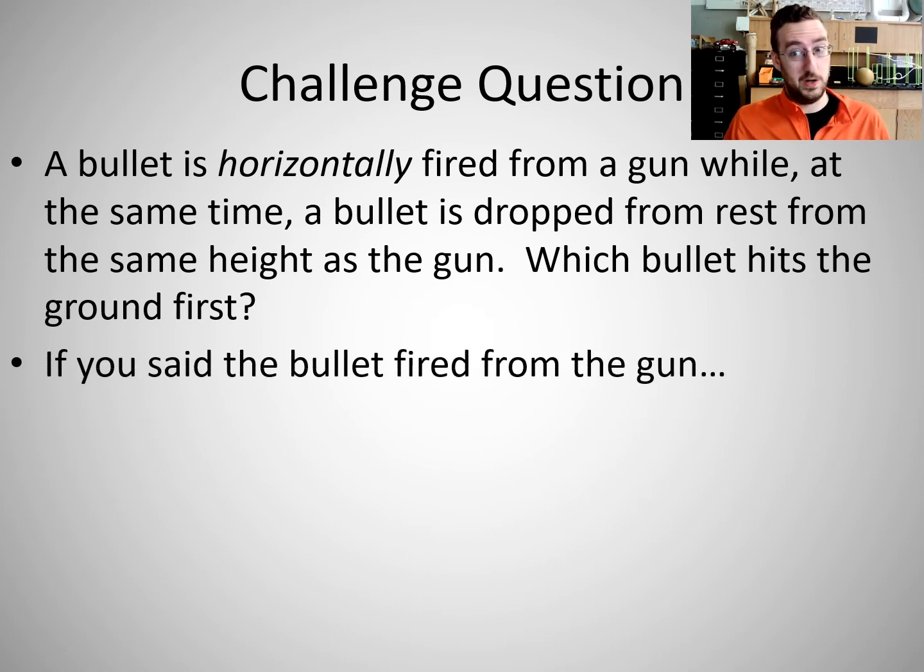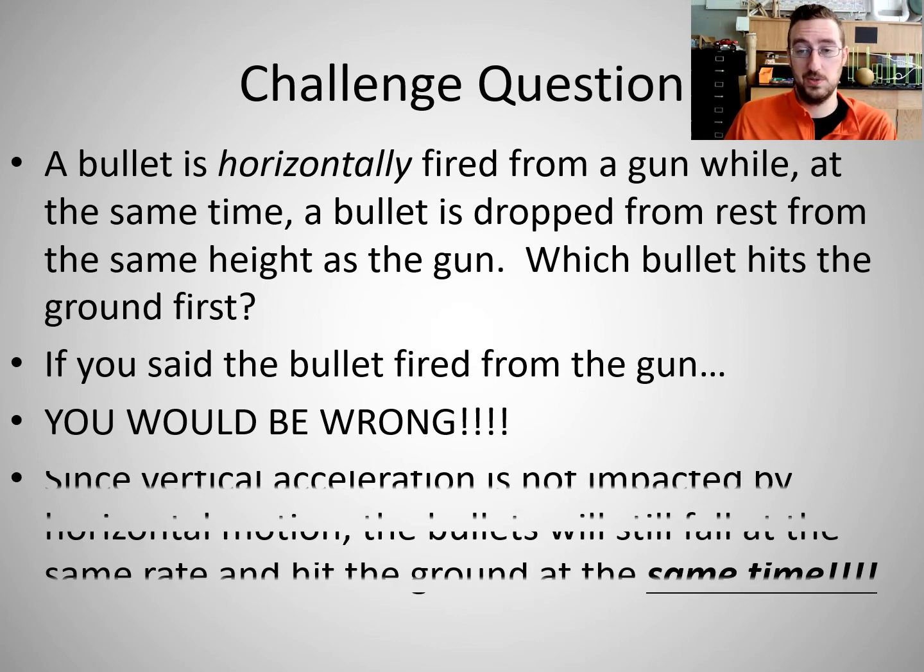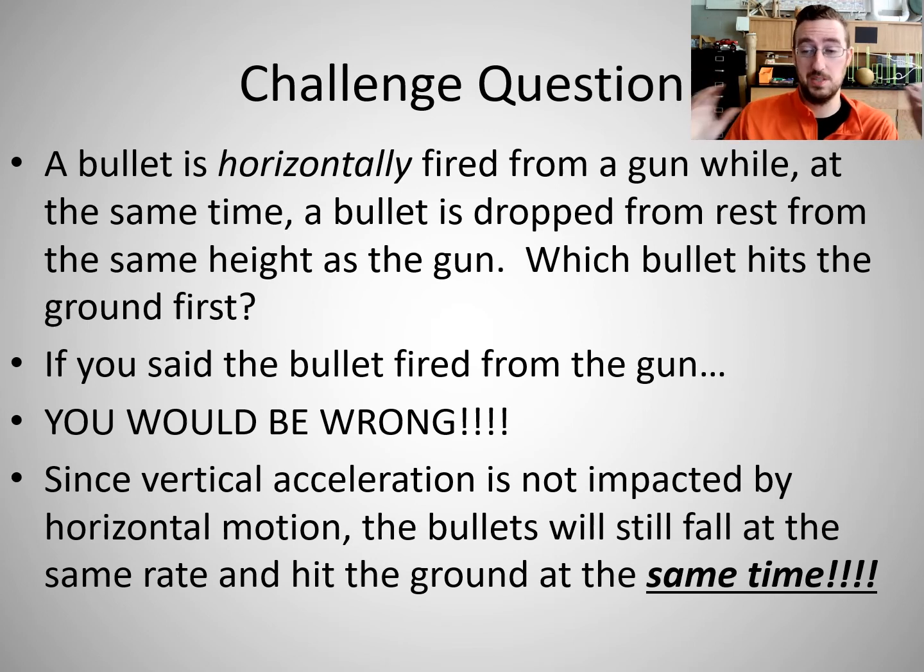If you said the bullet fired from the gun, you would be wrong. Yeah, the bullet from the gun is going very fast horizontally. Gravity doesn't care about horizontal motion, so it acts on both bullets the same, and since they're at the same height, they'll take the same time to hit the ground. The fast-moving bullet moving sideways has no effect on this whatsoever. It would just hit the ground far away from where the gun was fired.